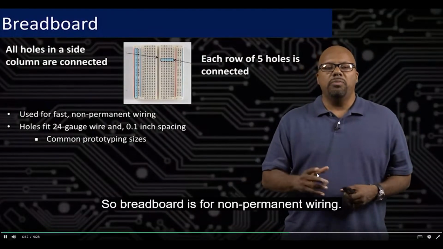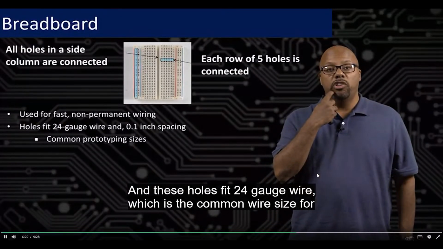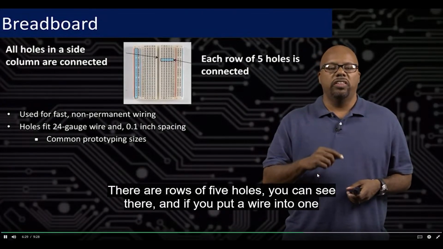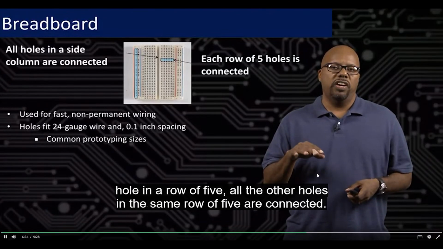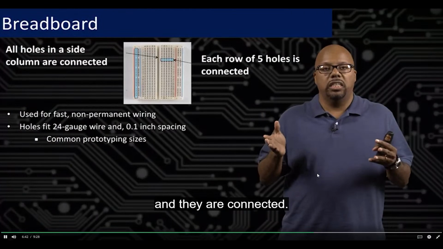We're going to be using breadboard. So breadboard is for non-permanent wiring. So basically, it's got a bunch of holes. The board with a bunch of holes, and these holes fit 24 gauge wire, which is the common wire size for components like this. And these holes are connected electrically. So there are rows of 5 holes you can see there. And if you put a wire into one hole in row 5, all the other holes in the same row 5 are connected. So you can plug 2 wires into 2 different holes on the same row 5, and they are connected. And that's how you connect components.